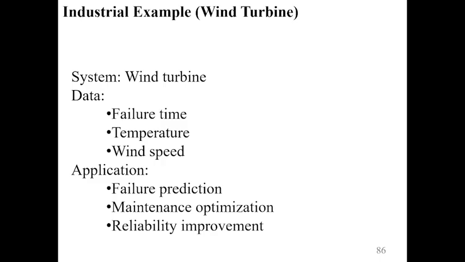Okay, this industrial example demonstrates the practical importance of reliability analysis in energy systems, specifically wind turbines. By collecting data such as failure times, temperature, and wind speed, you can develop predictive models to estimate when failures are likely to occur. And this enables condition-based maintenance, reduces unexpected downtime, and lowers maintenance costs. We already discussed all of these benefits.